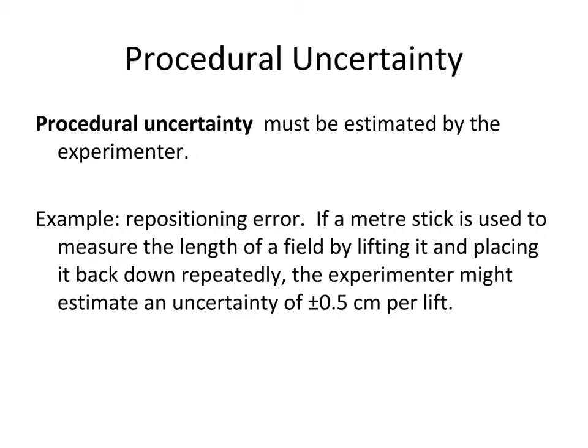We wouldn't be able to do that. Here's one of those cases where it would be better if we could use, say, a measuring tape to measure the length of the football field, because we're only making one measurement. It would drastically reduce our procedural uncertainty, because the uncertainty always adds up the more measurements we make.